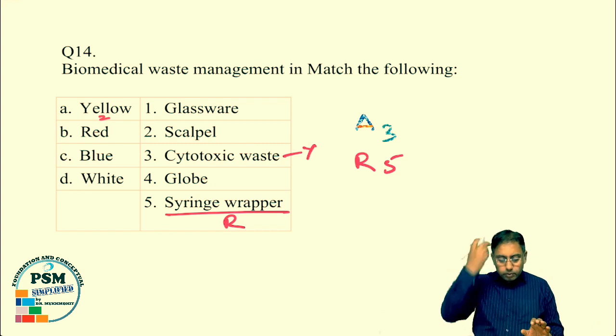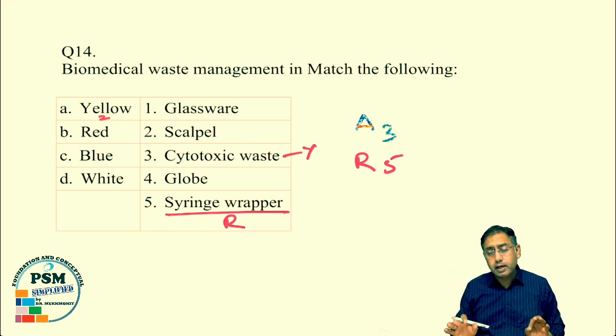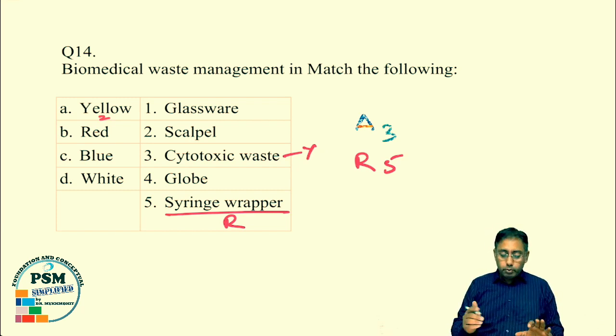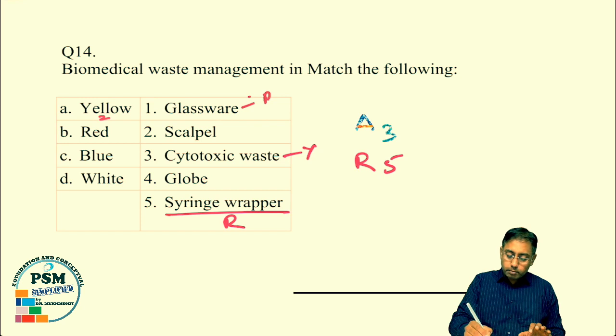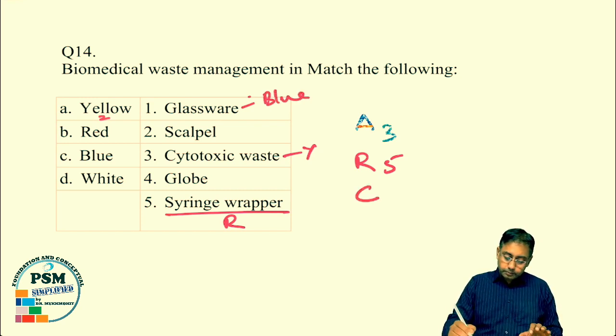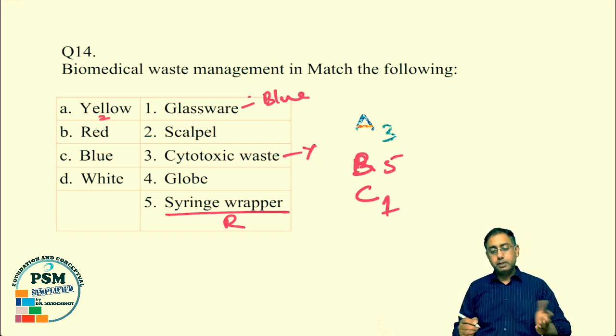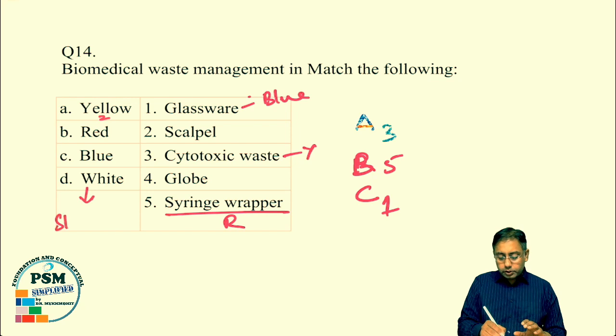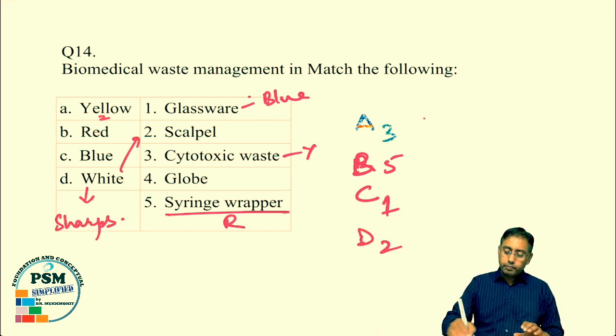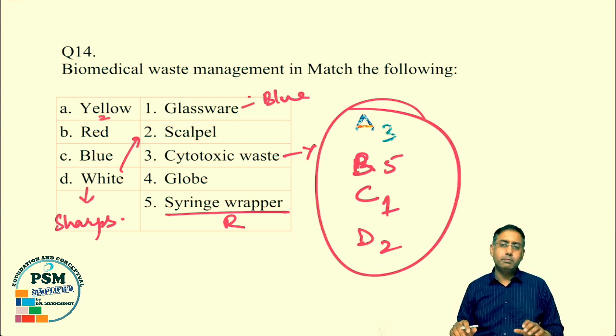Blue is for glass. So all glass plus metallic implants are discarded in the blue category. So this one goes to the blue. So we have C1, B5, A3, and the white category is sharps. So white will go for all the sharps plus all the metals. So D is with the 2. So it's a direct question, biomedical waste, match the following.